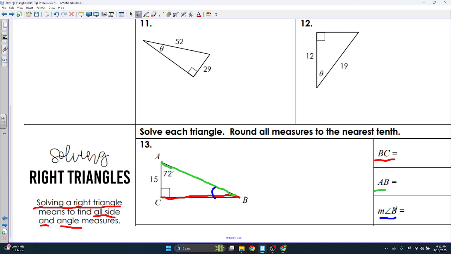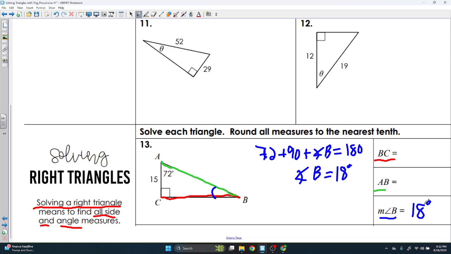So measure of angle B, we don't even need trig for. We can just subtract because this is 90 and 72. So it's 72 plus 90 plus angle B equals 180. So that's going to be angle B equals, I'm going to take my time and try to figure this out, 18 degrees. So this triangle had that going for it, but it might not have. And we'll talk about what we would do in that situation.